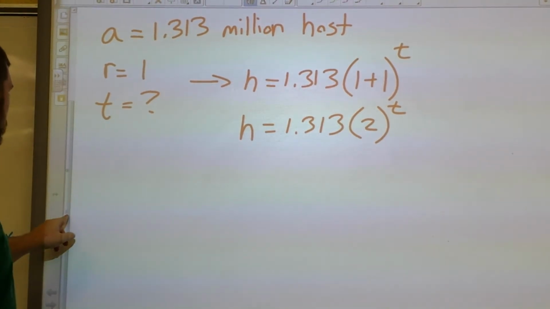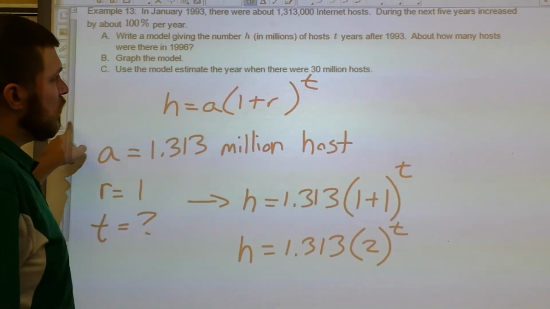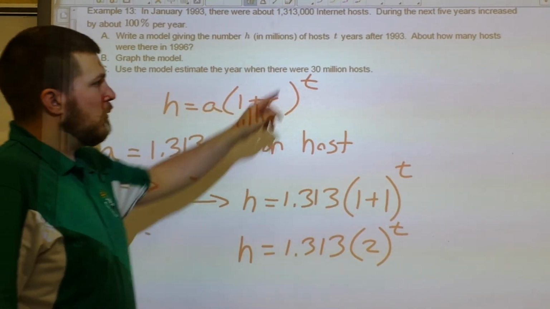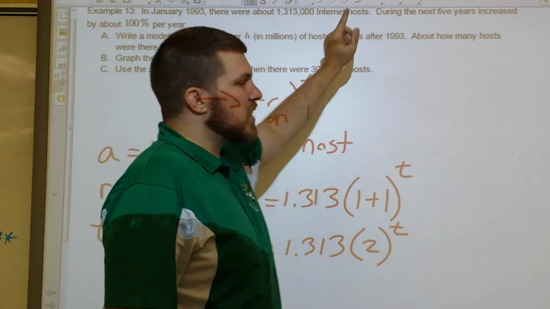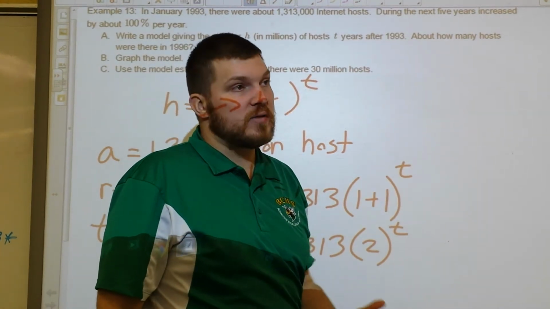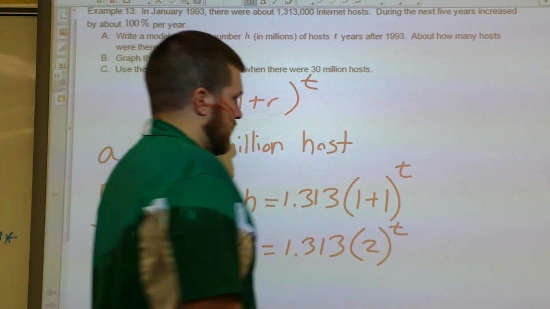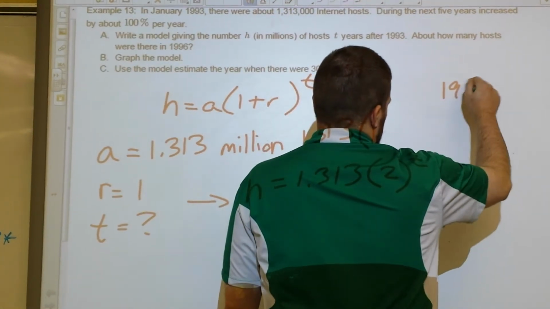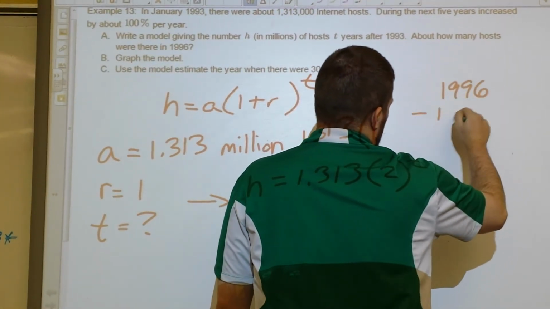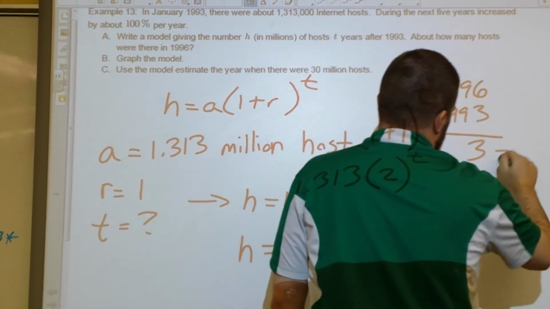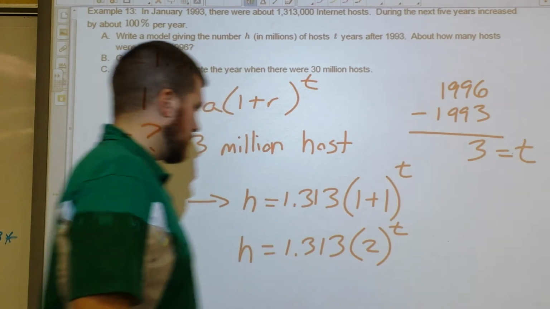For instance, in part A, we want to find how many hosts there were in 1996. Well, what we have to pay attention to is t is the years after 1993. So we need to figure out, in 1996, how many years after 1993 is that? Pretty easy. Scratch work on the side: 1996 minus 1993, that's 3 years. So this is our t for this particular problem.